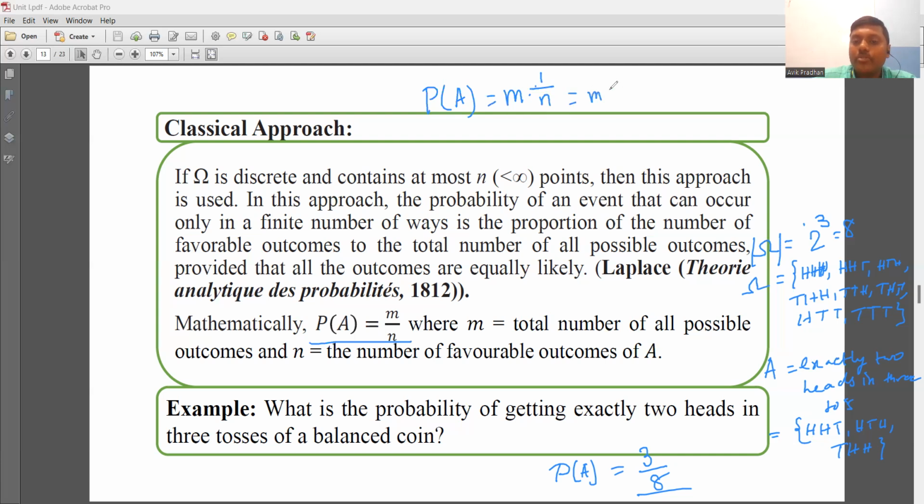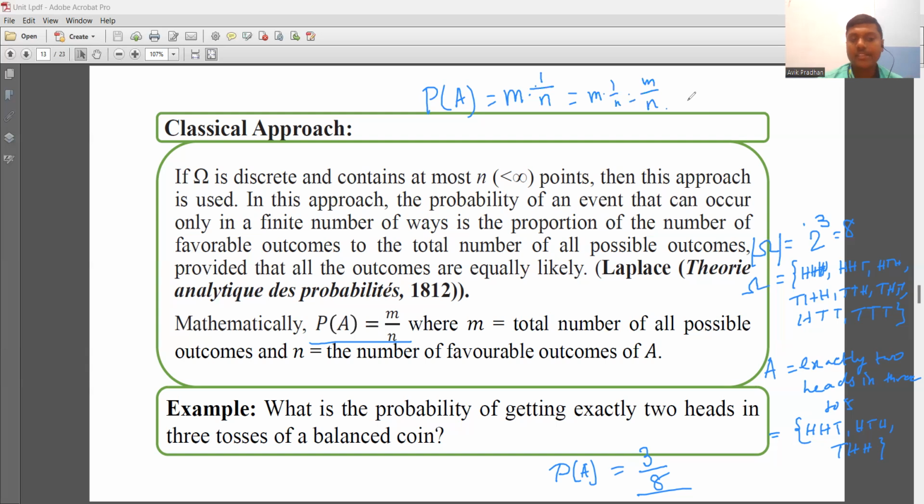That is equal to m into 1 by n, which can be written as m by n. So for an event A, if there are m number of favorable outcomes, for each outcome, the probability of occurrence is equally likely. That means 1 by n. So I can think that those m possible outcomes can be obtained with chance of m by n. So that is the classical approach to assign the probability of an event.